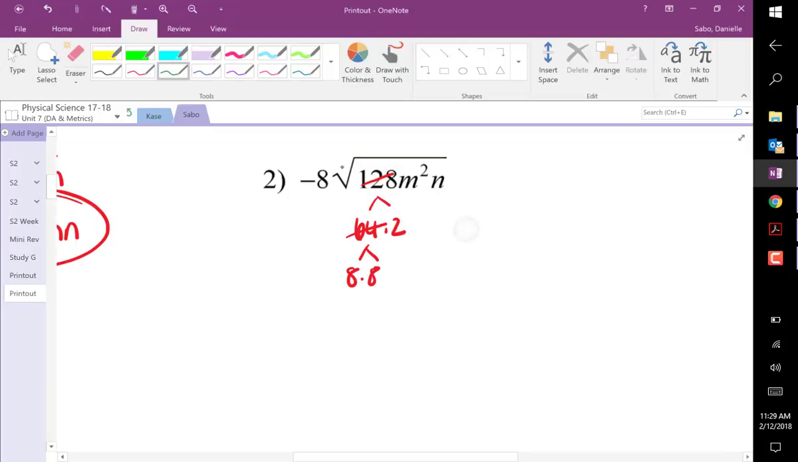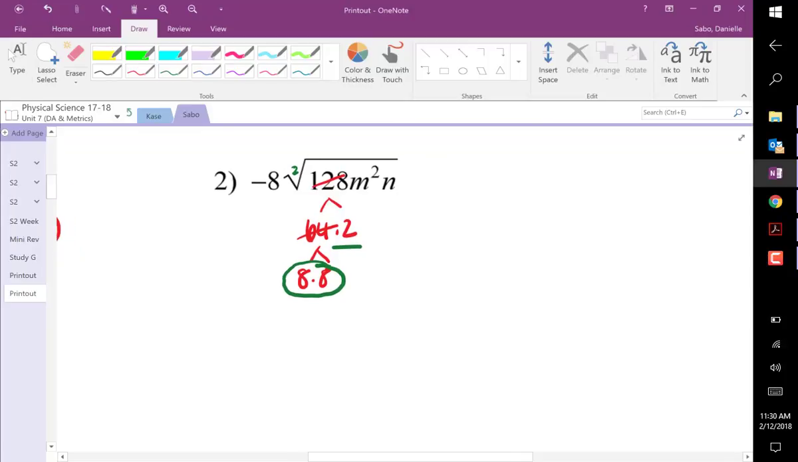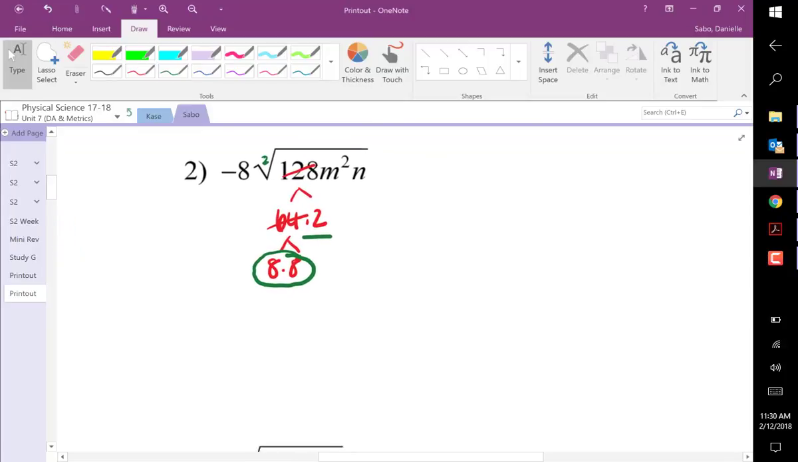But now look, my index is secretly 2. So that means I circle when I have a pair, and everything else stays inside. So we're done with this number already. This is an easier one than the last one. Now let's talk about the m's. There's a couple ways I showed you.